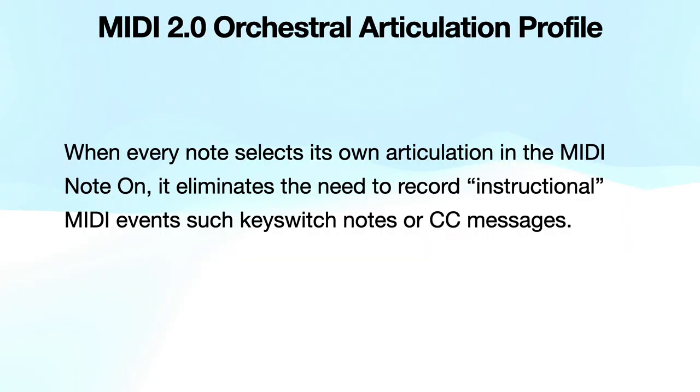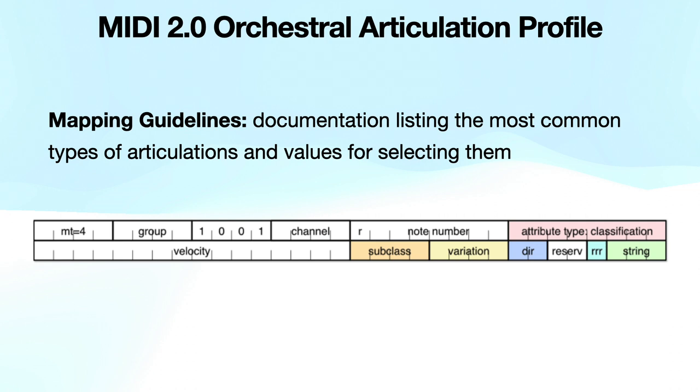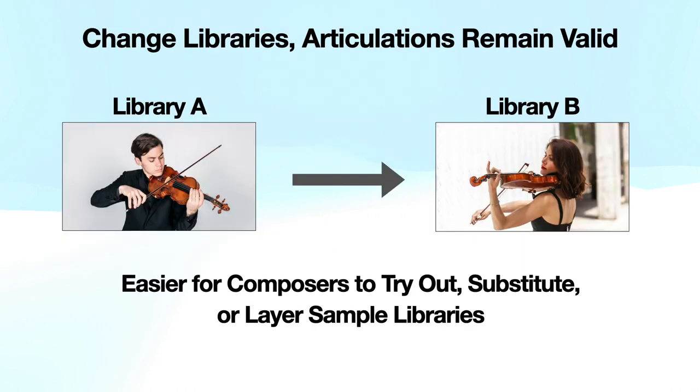So when every note has its own articulation in the MIDI note on, you don't need extra MIDI messages. You don't need to send a key switch or a CC. It's right inside of the MIDI note. And it eliminates a lot of key switching chasing issues. So here's the real benefit to people who are writing scores. It's easy to select between different libraries. You can just take the MIDI track, copy it to something else, and use a different library along with it. Or you can just reassign it to a different library. All of the articulations remain intact and musically correct.